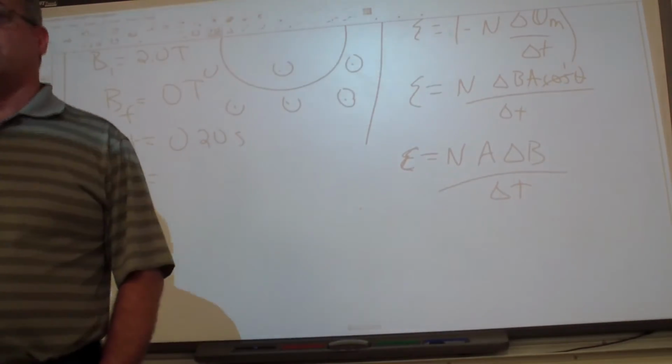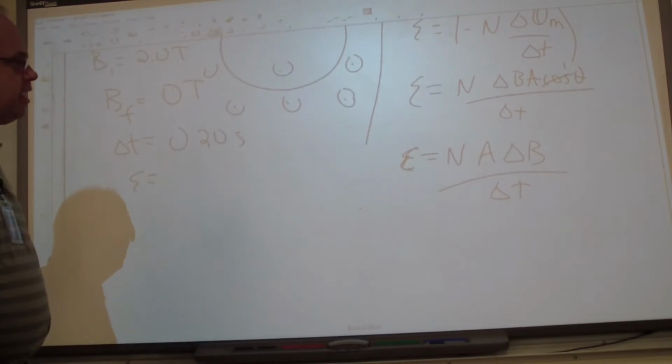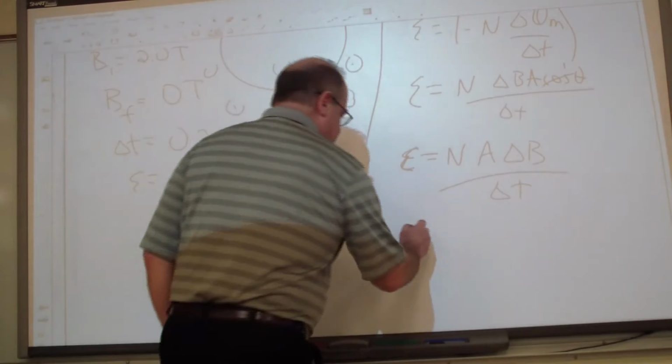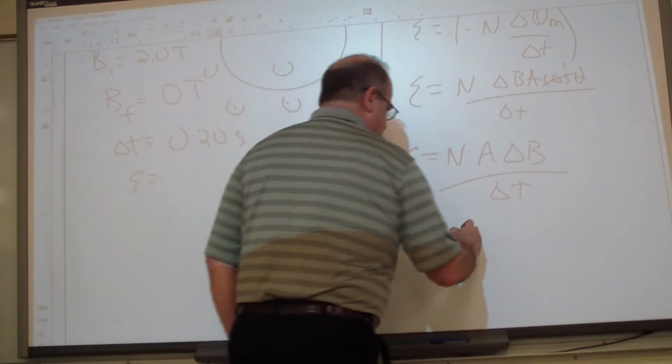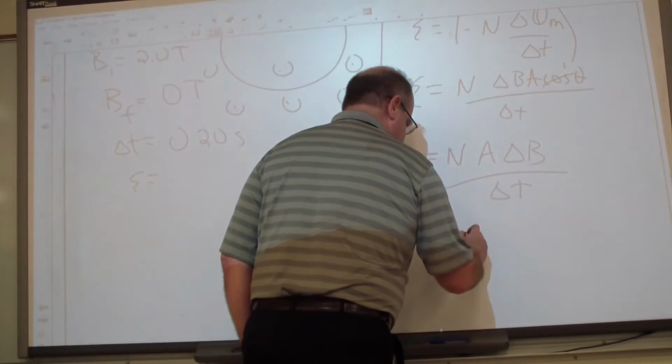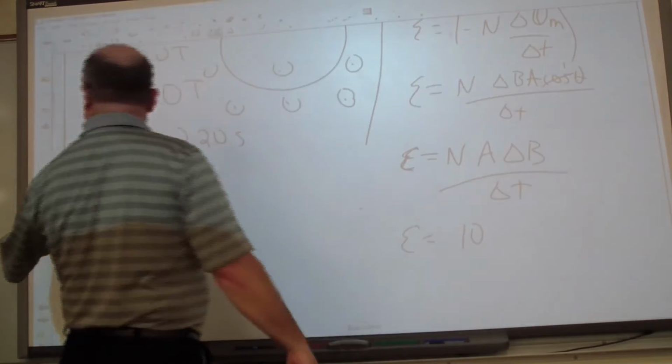Wait, so in this one, our B field is changing? Yeah, it went from 2 to 0. Oh, okay, great. Now, I'm gonna say this. Were there 5 turns? How many turns were there? 10. It was 10? 10. Yeah. I'll take your word for it.